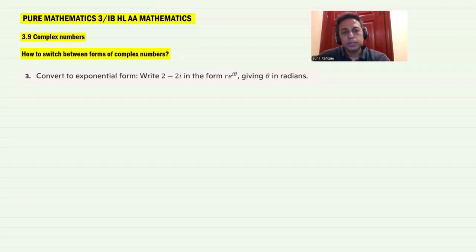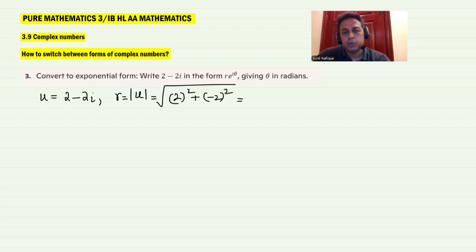Okay, so another example: convert to exponential form 2 minus 2i. I need to write it. Let's call it u. And the modulus of u, which is r, is going to be 2 squared plus negative 2 squared. Okay, it's going to be 4 plus 4, which is 8. You can give 8 or 2 root 2. It's up to you. Okay, so now I need the argument.